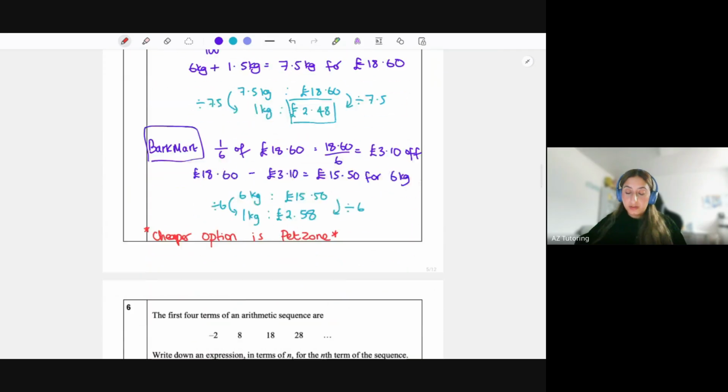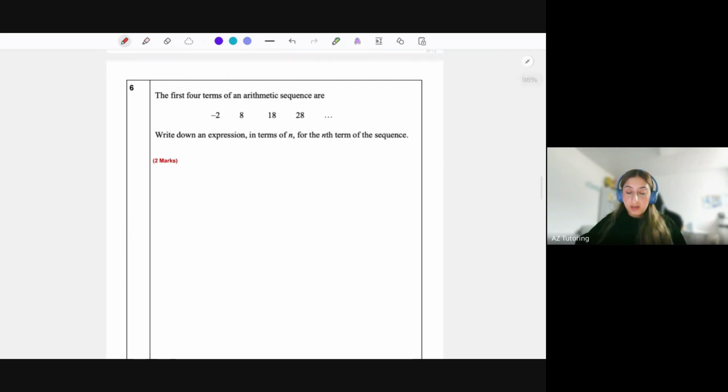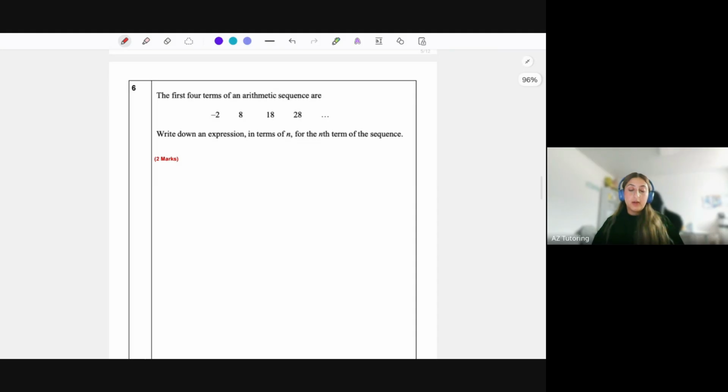So next question, question 6. Arithmetic sequence. So the first 4 terms of an arithmetic sequence are -2, 8, 18, and 28. Write down an expression in terms of n for the nth term of the sequence. So what that is basically saying is you're writing down an expression to be able to work out what the future terms are. It's easier than calculating what the next term is going to be. If you write an expression, plug your values in, you'll be able to work out what the 100th term, the 1000th term is. It'll be easier that way.